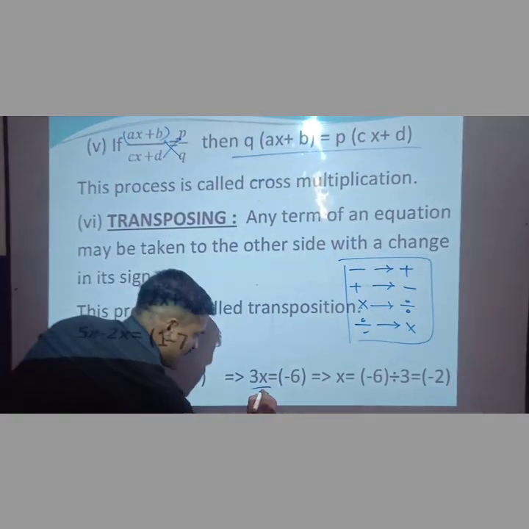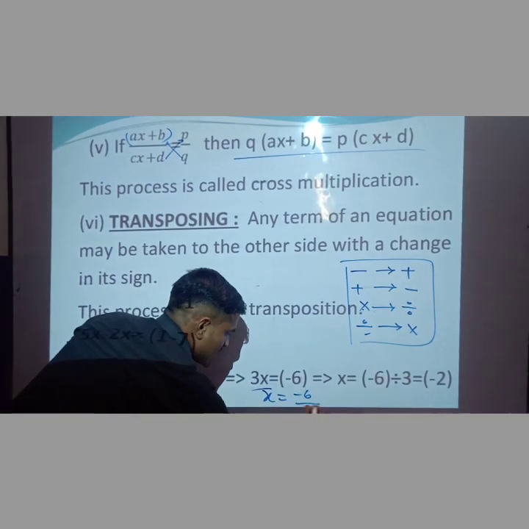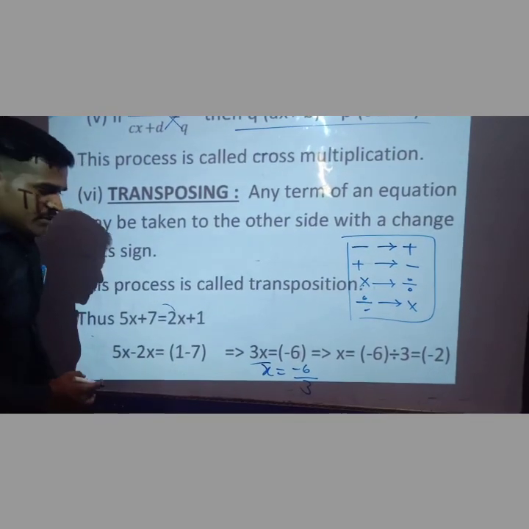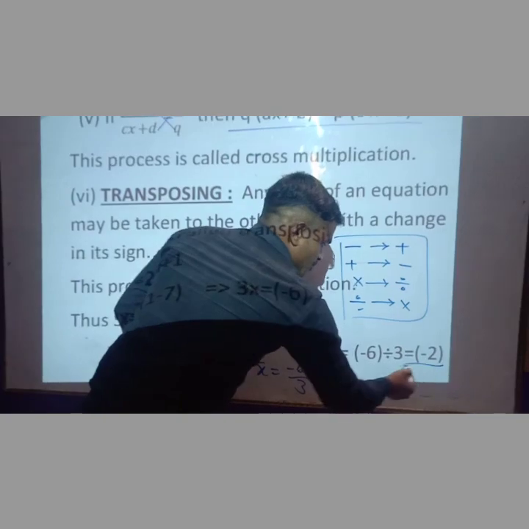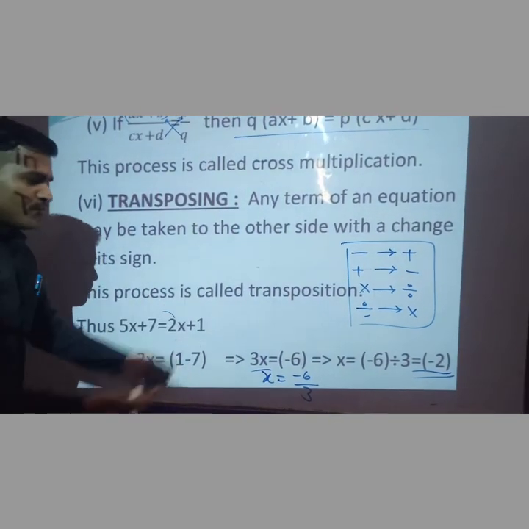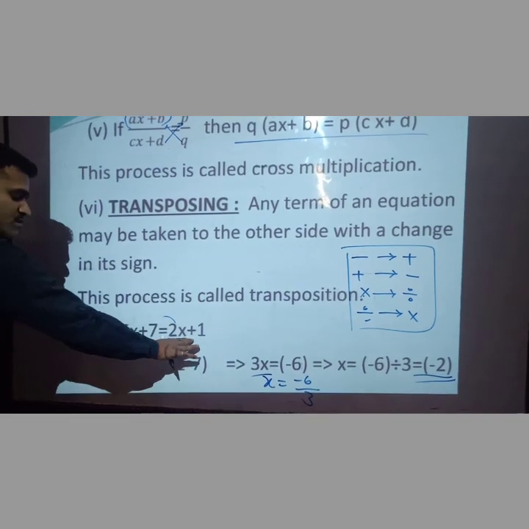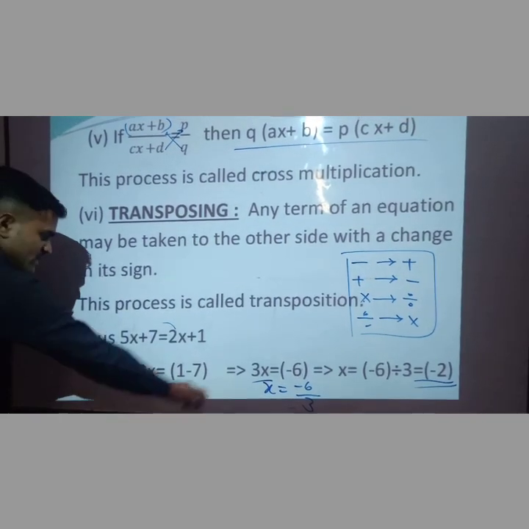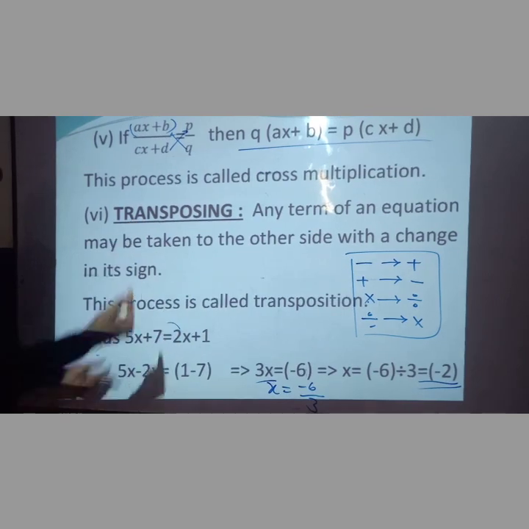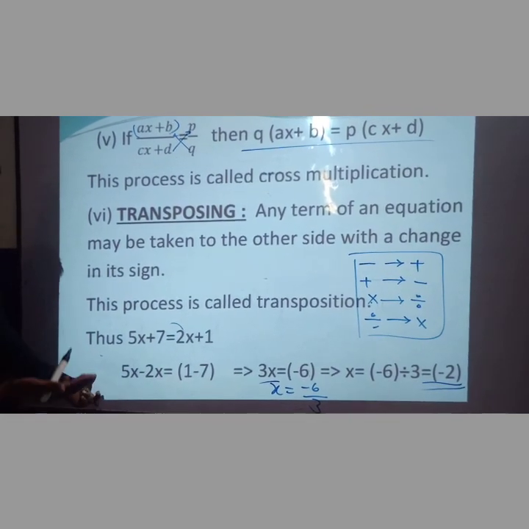Or you can write it like that. x is equal to minus 6 upon 3. When 3 divides 6, it gives 2. So minus 2. So minus 2 is the solution for 5x plus 7 is equal to 2x plus 1, and this process is called transposition. Okay.